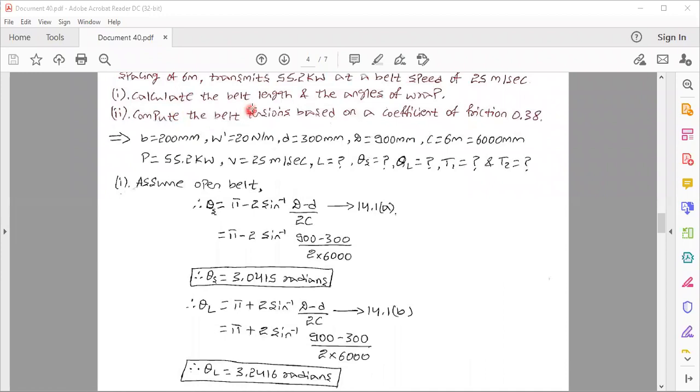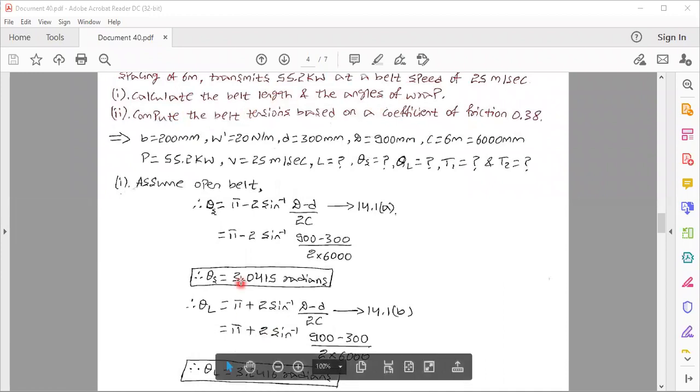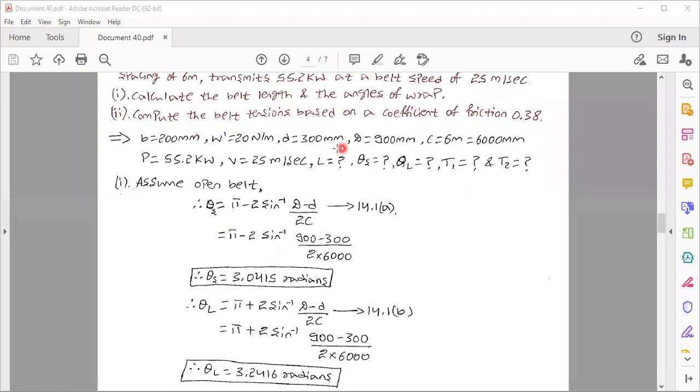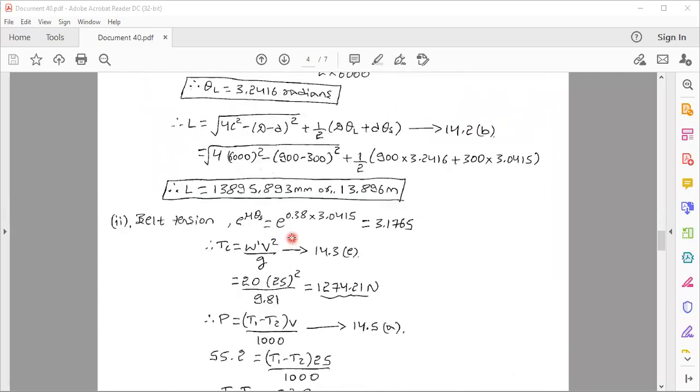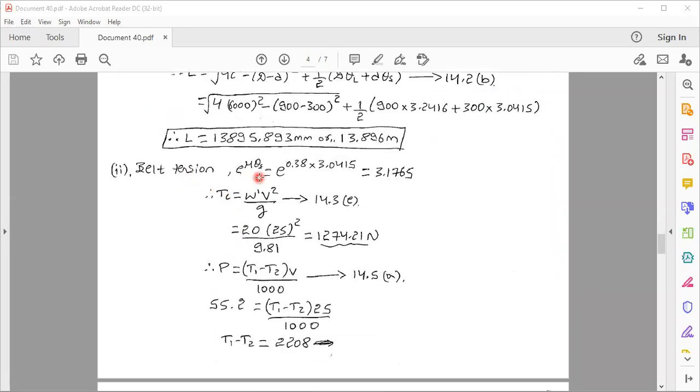First, you were asked to find the length and angle of wrap. Both the angles and the length are calculated. Next, you need to find the belt tension based on the coefficient of friction. Coefficient of friction mu is given as 0.38. Here I have not written it in the given data. Mu is given as 0.38. You need to calculate T1 and T2. For the belt tension, you need to substitute e raised to mu theta. The formula is e raised to mu theta.